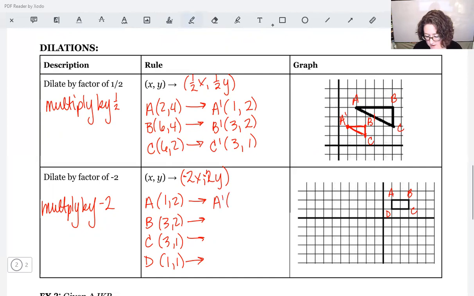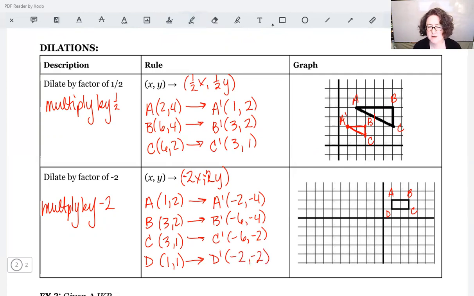So our A prime would become (-2, -4). B prime would be (-6, -4). C prime would be (-6, -2), and D prime would be (-2, -2). Wait a second. What's happening here? Where are all of our points going to be if everything's negative? Well, everything's going to be in that bottom left quadrant. Let's see what else happens to it. Let's graph and see what it looks like.